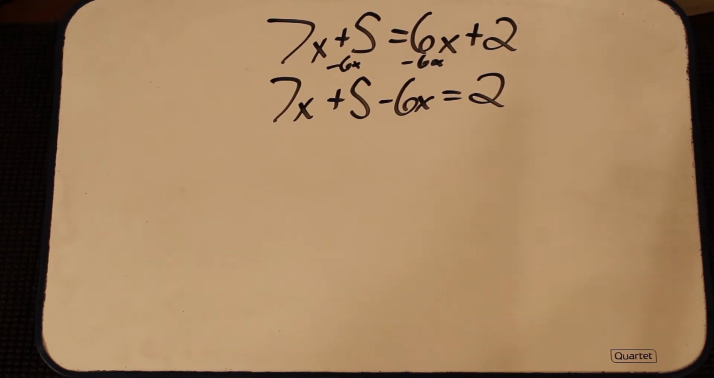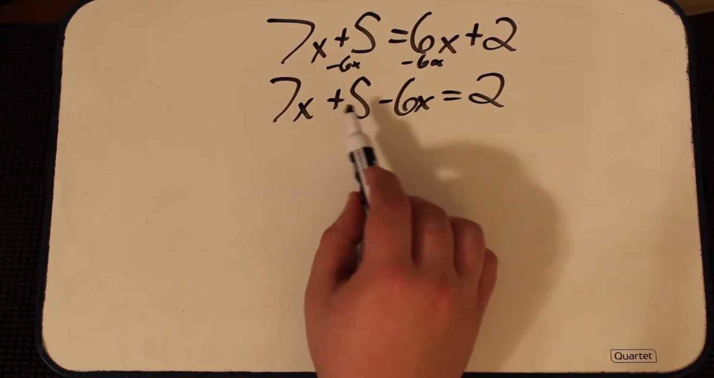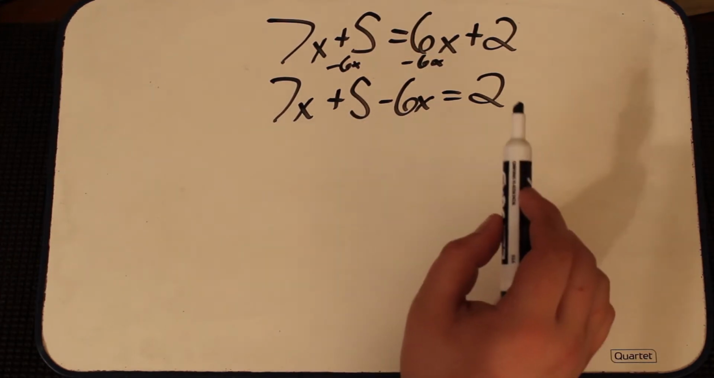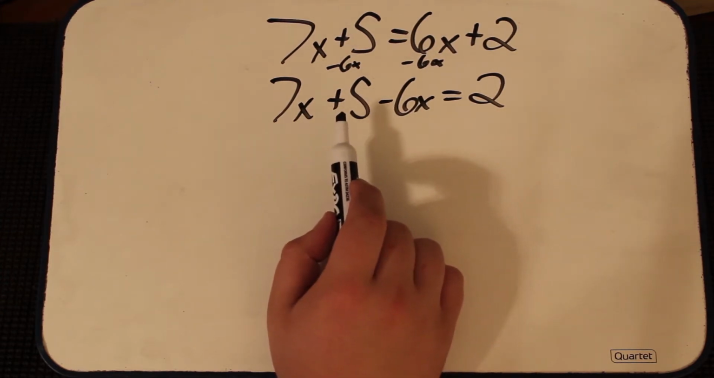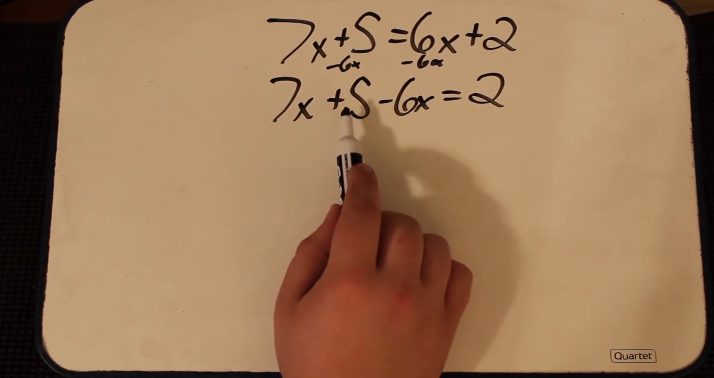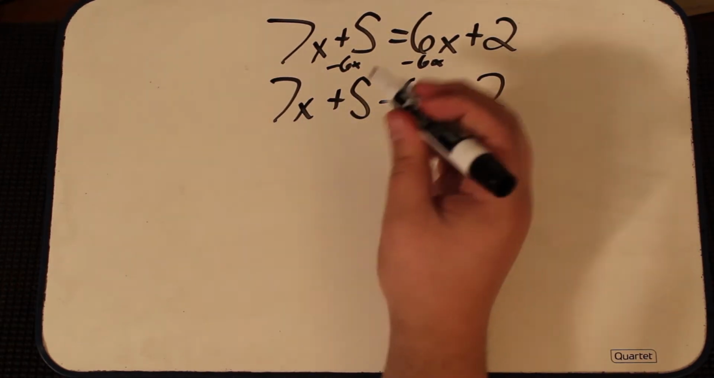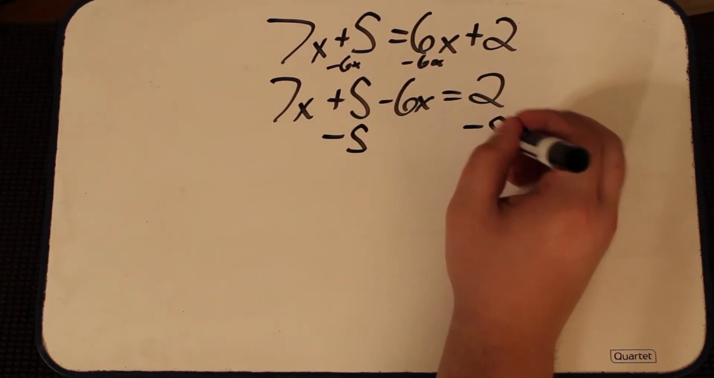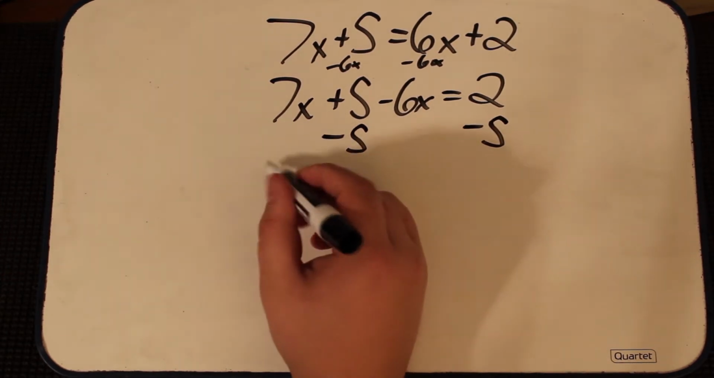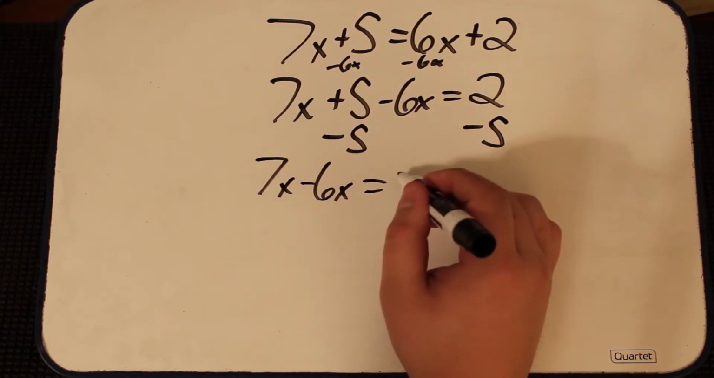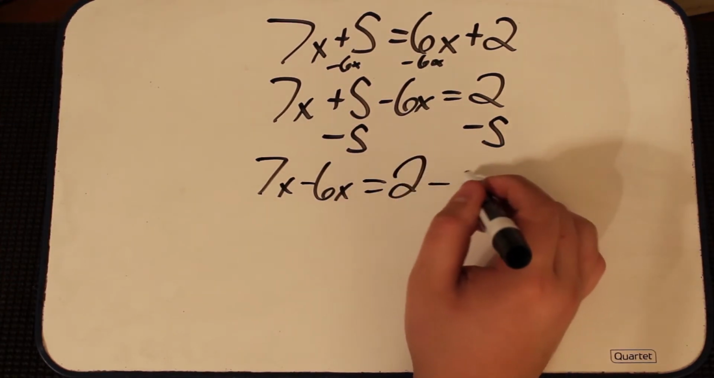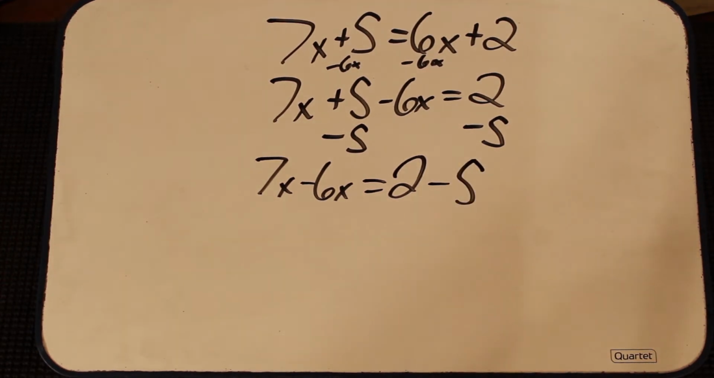Now I have all my variables on one side, so I'm going to move my constant. The only thing that's left is this 5, and I need to put it with this 2. So to undo a positive 5, I have to subtract 5, and I'm going to do that from both sides. When I do that, I keep my 7x minus my 6x equals, and for right now we'll write it out, 2 minus 5.